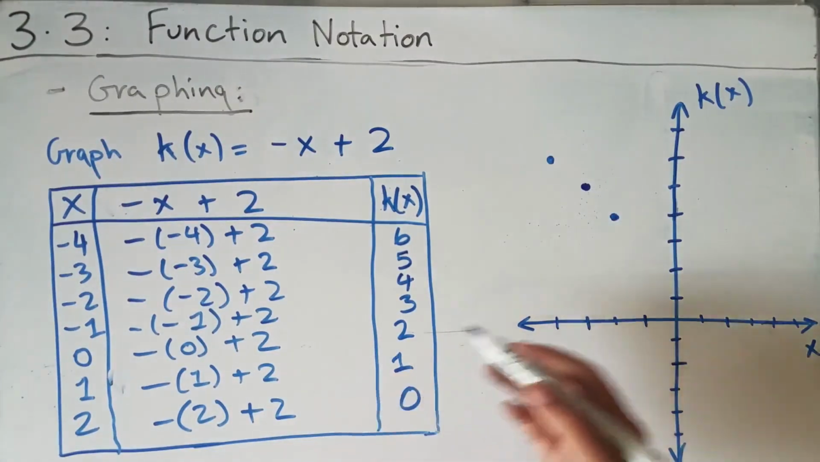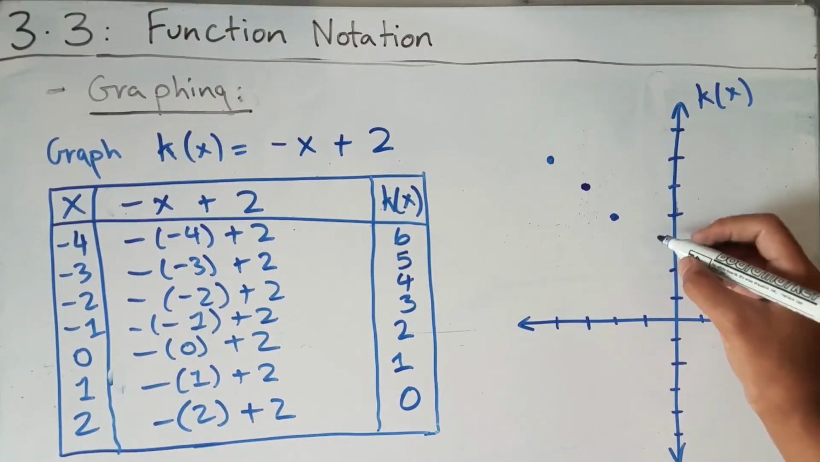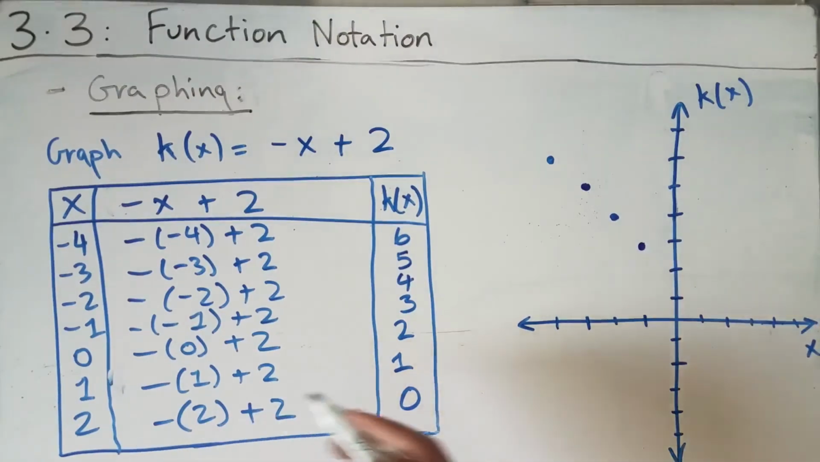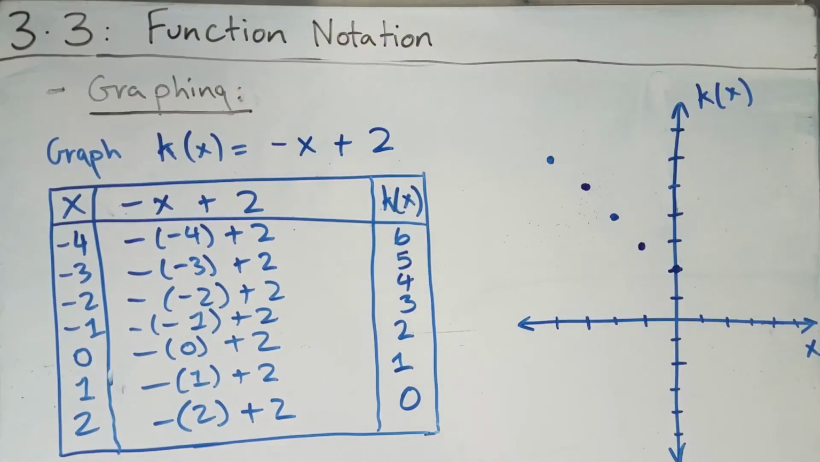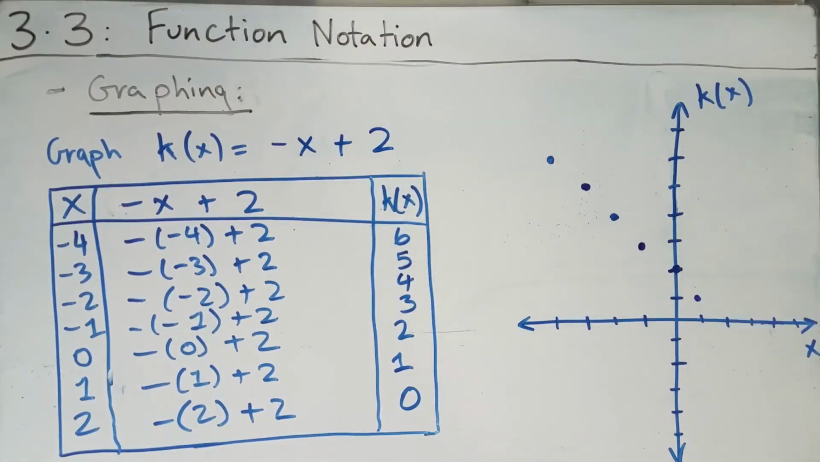And (negative 1, 3) would be at negative 1 along the x-axis, plus 3 on the y-axis, which will be here. And we get (0, 2), which is simply here along the y-axis. And we have (1, 1), which is over here. And we have (2, 0), so we go to 2 on the x-axis and 0 for k of x. So this is what our graph would look like.